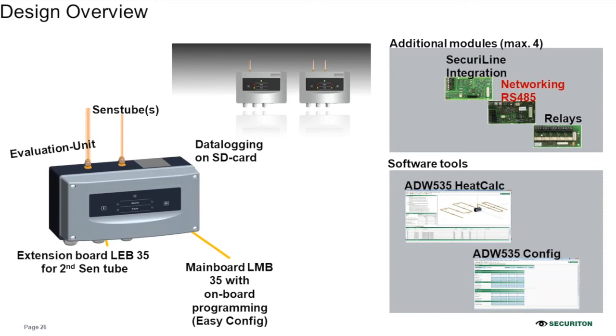This is also possible. In terms of relays, on board, there are 4 relays available. Additionally, you can have 5 more relays, and that can be incorporated to give you additional signals, such as pre-signals and the main alarm as well. And we have all the relevant software to work with this ADW. That would be the ADW Heat Calc, as well as the config software. The Heat Calc is a calculation tool to calculate and get the right confirmation before you proceed to commission using the config software, which is a tool used to commission and maintain the system and to retrieve information when it's needed.